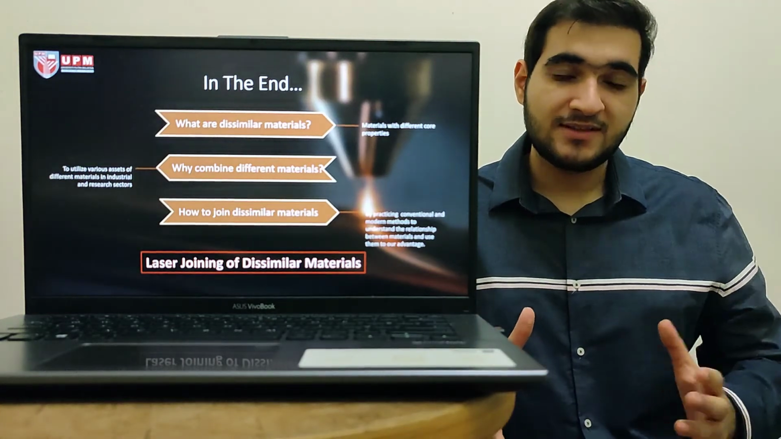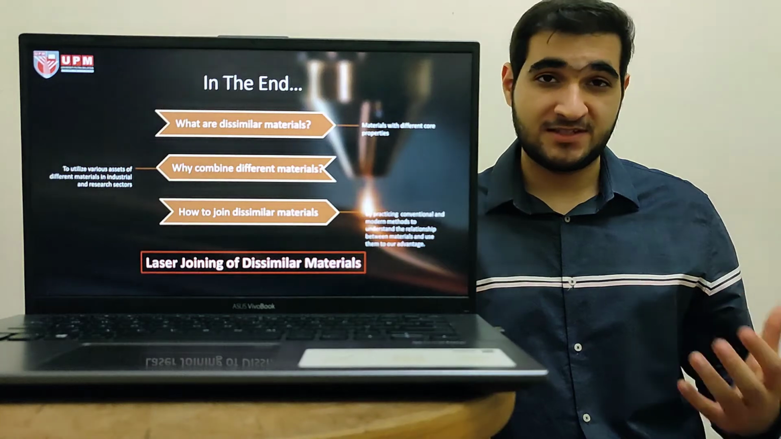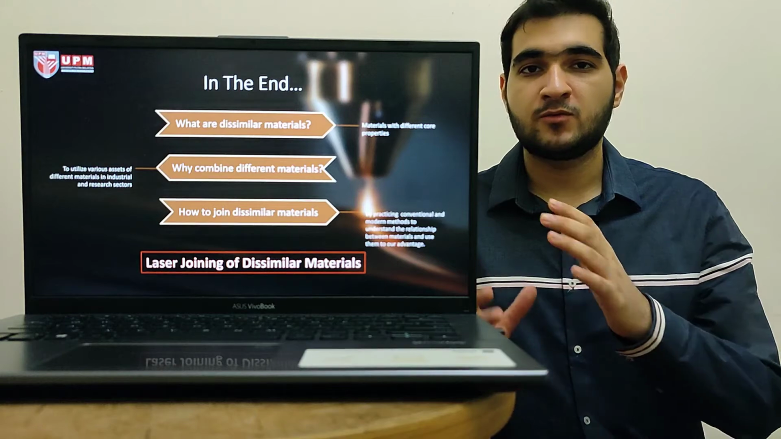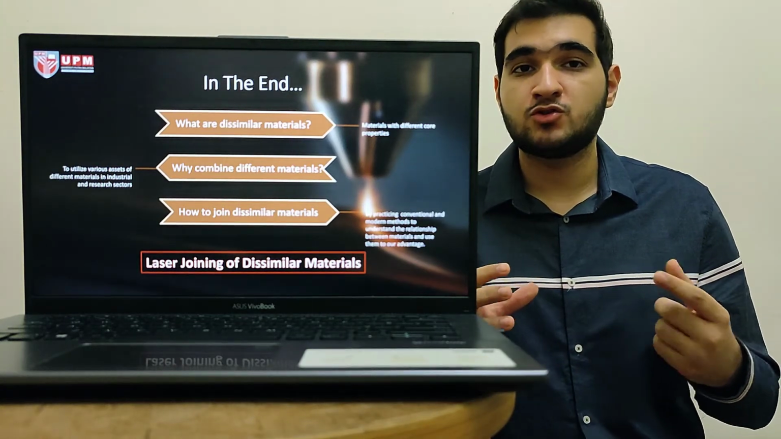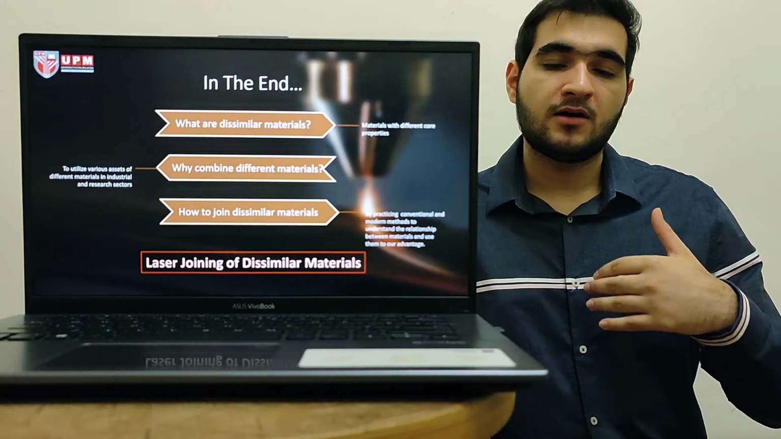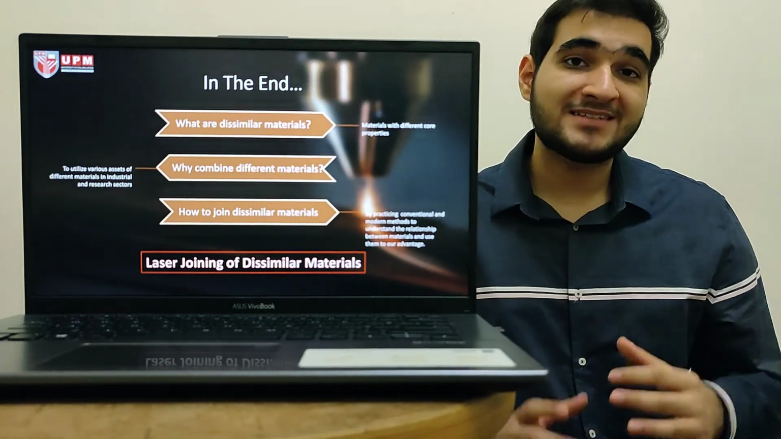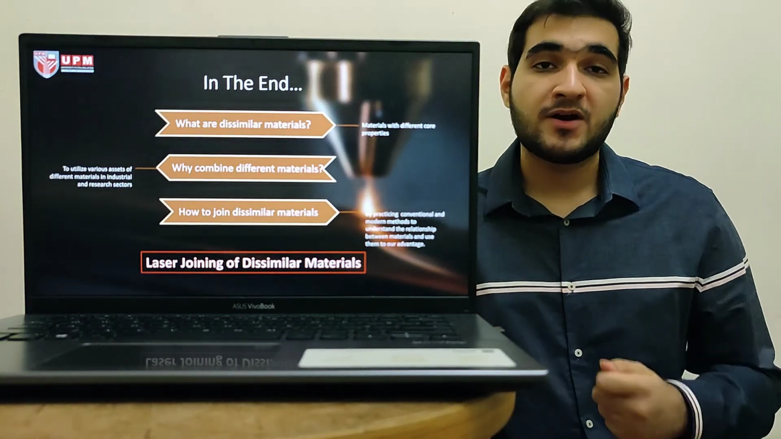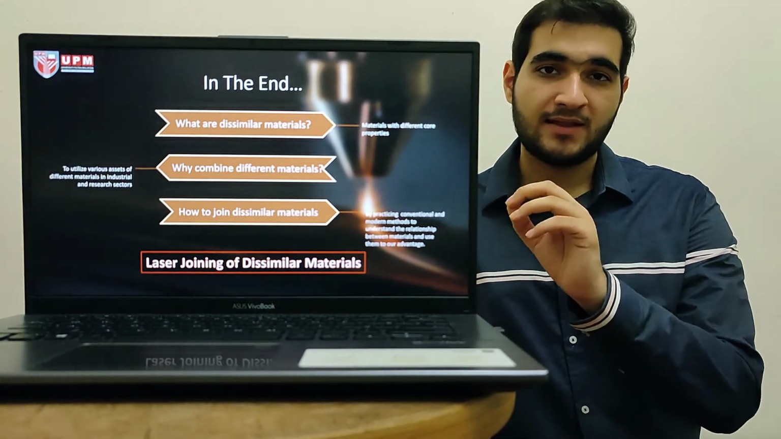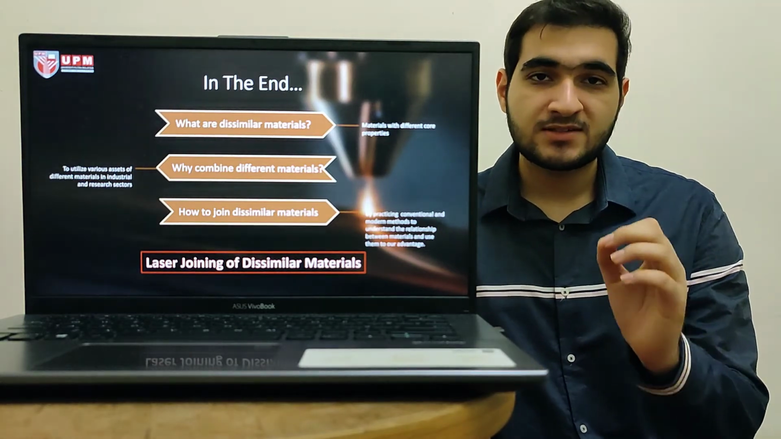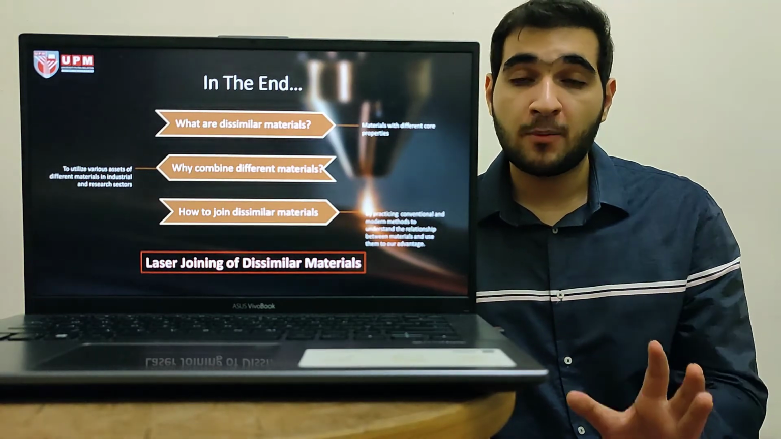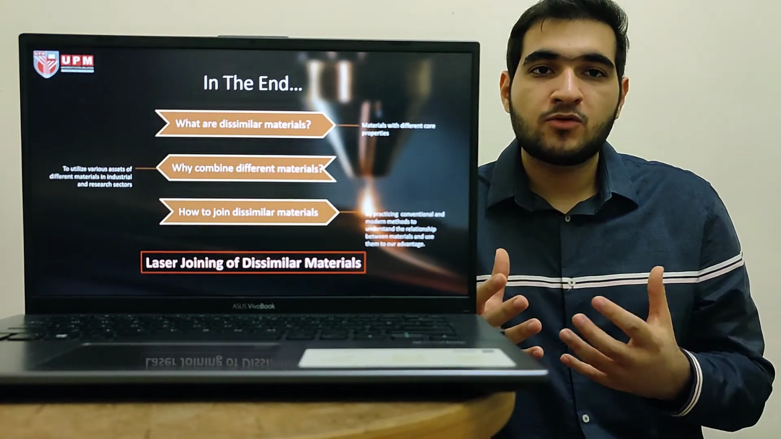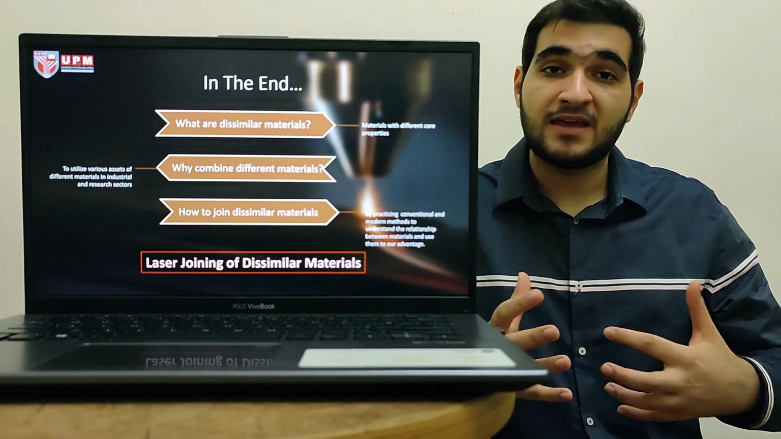And all of this led up to laser joining of dissimilar materials, where on the surface, yes, it is a topic where we're using high energy beams to bond two very different materials, but on a much deeper and more intellectual level, it's actually about understanding the relationship between these different materials. Because what laser joining does is that once we point that laser at these different materials, we can start seeing their physical and chemical properties change.